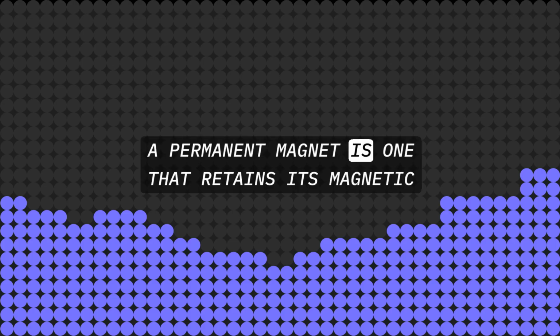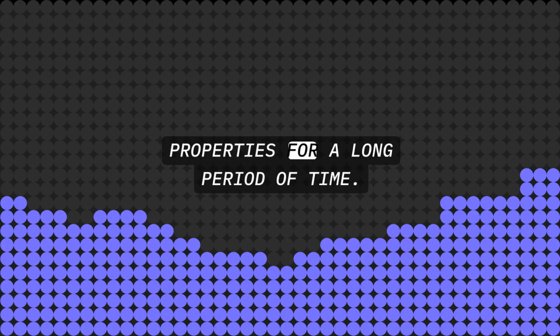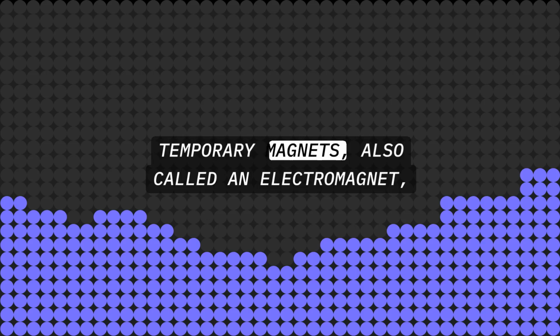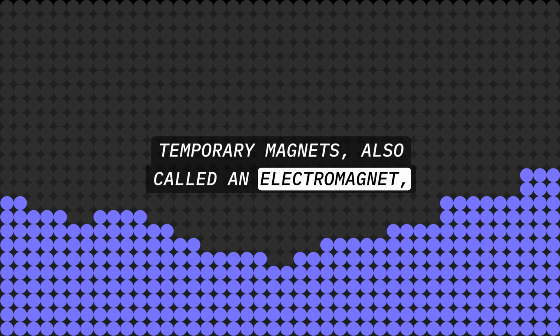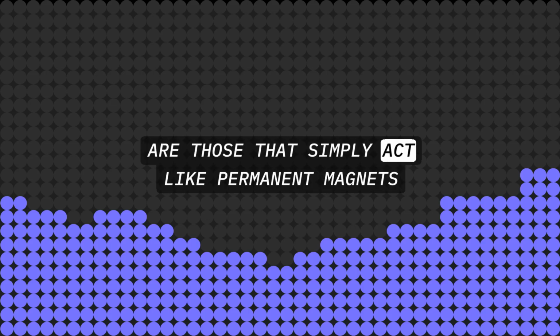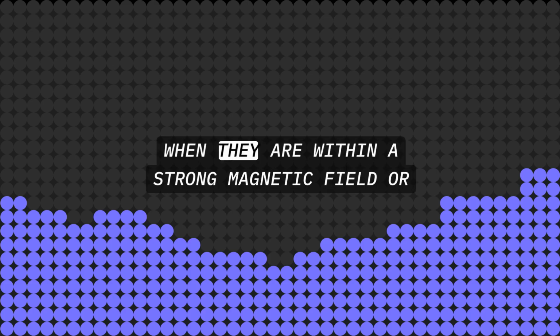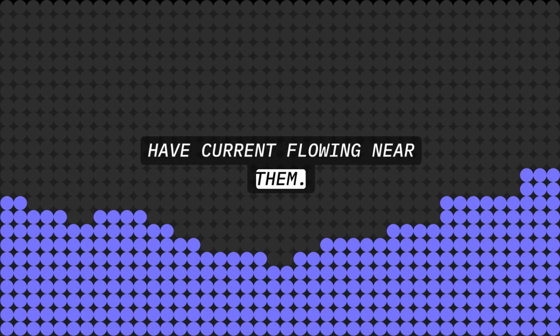What is the difference between a temporary magnet and a permanent magnet? A permanent magnet is one that retains its magnetic properties for a long period of time. Temporary magnets, also called electromagnets, are those that simply act like permanent magnets when they are within a strong magnetic field or have current flowing near them.